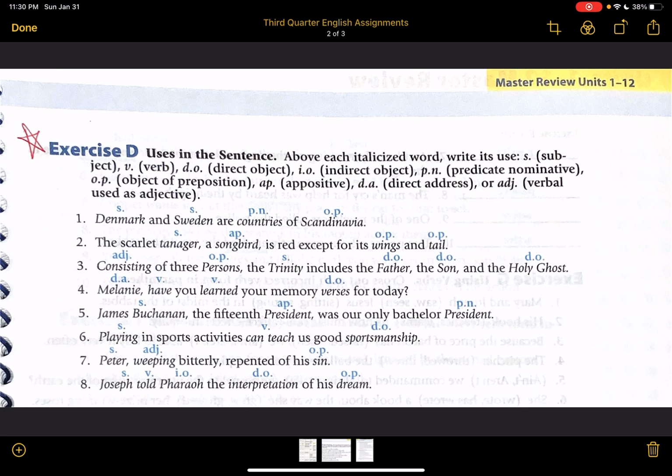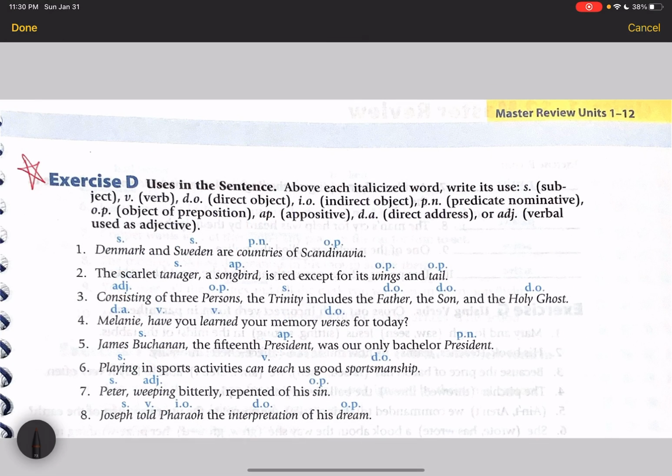So here I'm just going to look at a couple of these. I think you probably already know how to do them. Number 1, Denmark and Sweden are countries of Scandinavia. So the compound subject of this sentence is Denmark and Sweden, so we put the S there. They are countries. Following a to be verb, we have a noun referring back to Denmark and Sweden and identical with them, so that's our predicate nominative. And then we have an object of the preposition of in Scandinavia.